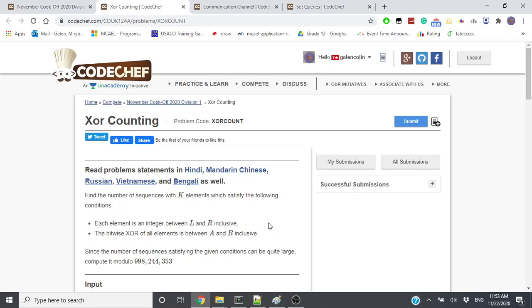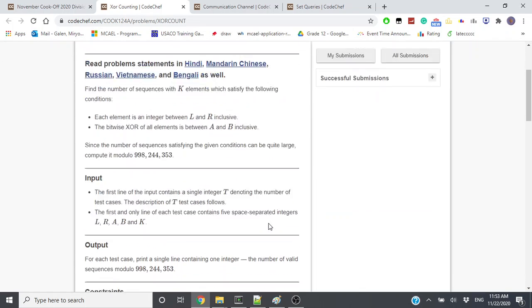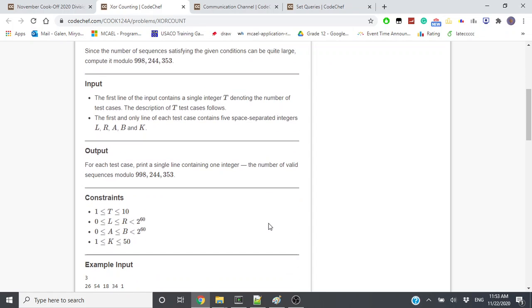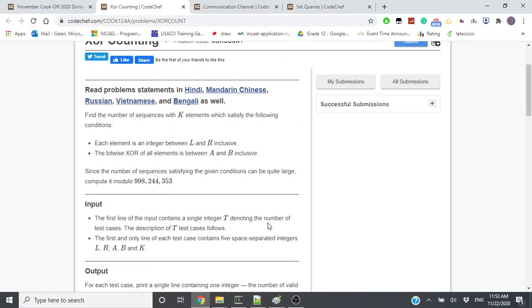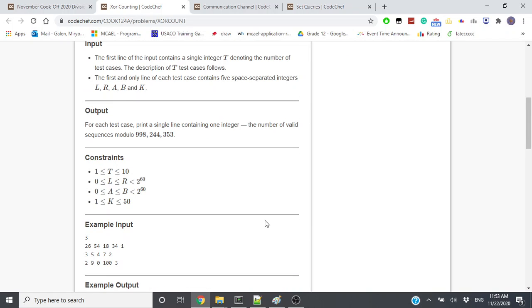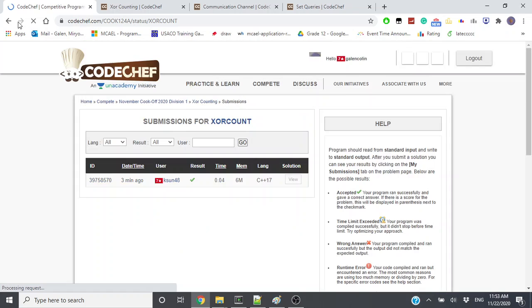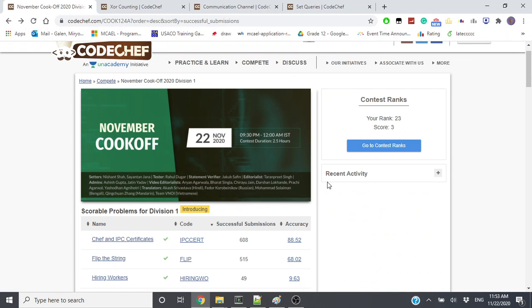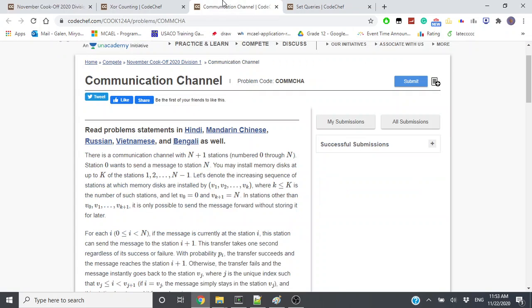Find the number of sequences with k elements which satisfy the following conditions. Every element is an integer between L and R inclusive. The bitwise XOR of all elements is between A and B inclusive. So that's fun. Great. Who solved this? Tourist, maybe? Oh, huh. Could again just be some sort of FFT style problem. I'm not exactly sure.